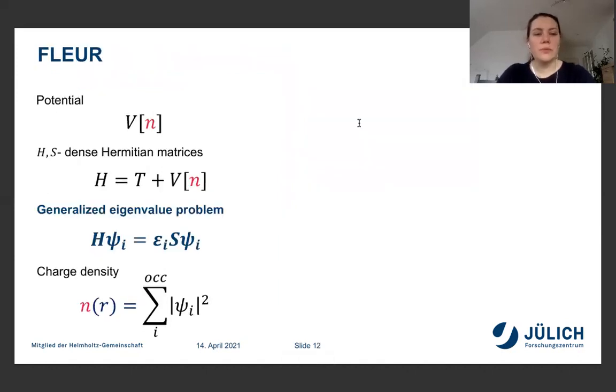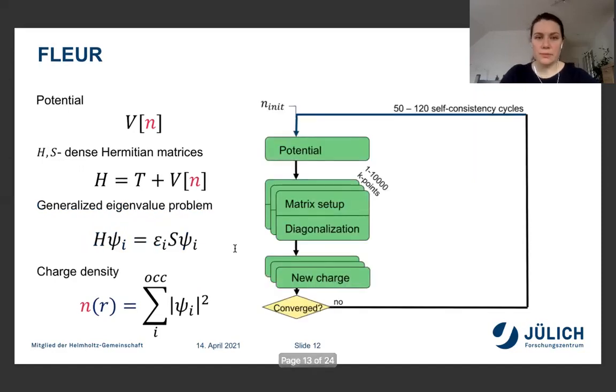Now let's move to FLEUR. As you know, FLEUR is a DFT program. So basically what you're doing, you are solving a generalized eigenvalue problem. Then you use the solution to construct the charge density, but actually you also need the charge density to construct such a problem. So your problem is self-consistent, and you solve it iteratively.